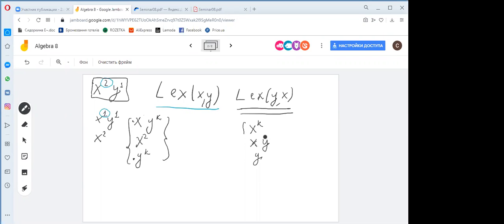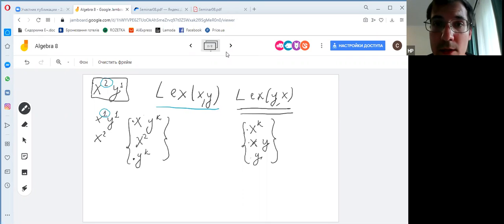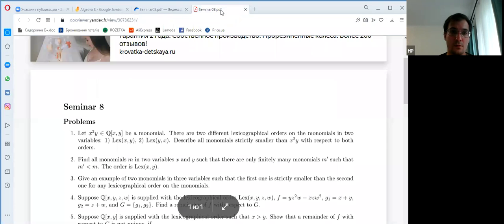Because y cannot be in power bigger than 1. If y is in the 0 power, then we have the first type. If y is in power 1, then these two are okay. But if x is in power more than 2, then the monomial is big. Okay, this is just a very simple task to consider the definition.